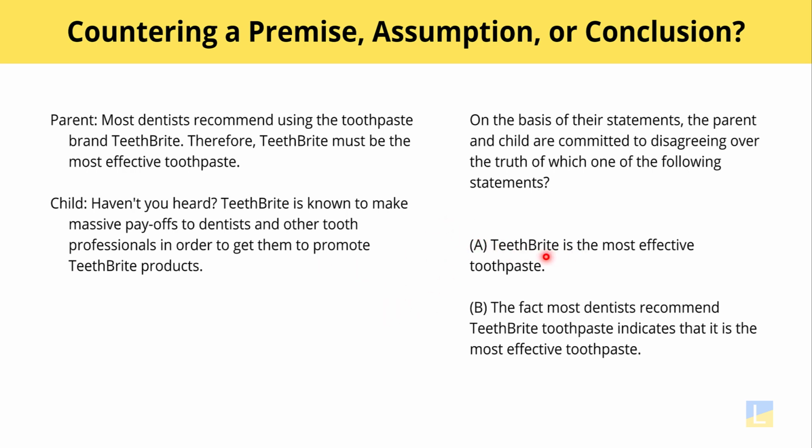Do they disagree that Teeth Bright is the most effective toothpaste? Well, clearly the parent believes it is, but can we say that the child does not believe it's the most effective toothpaste? We actually cannot say that because all the child was doing was contradicting the parent's assumption. The kid did not go ahead and say, "and therefore it's not the most effective." Maybe the kid actually does believe that it's the most effective, but just disagrees with the logic of the parent's argument. And so this is how the LSAT would write a typical trap answer in this situation. Someone who doesn't really understand that countering an assumption does not counter the conclusion might fall for this pretty easily.